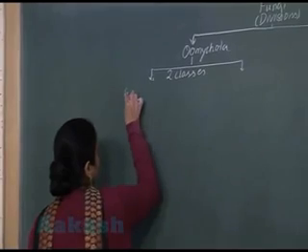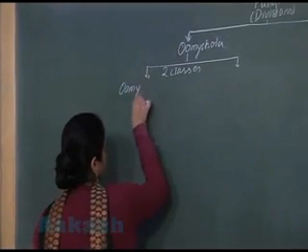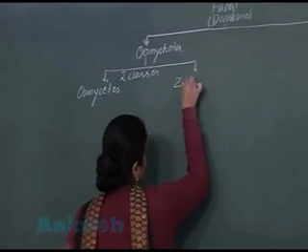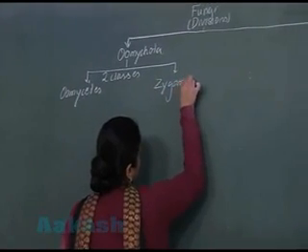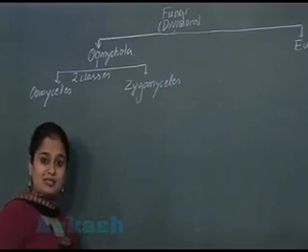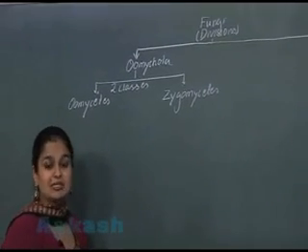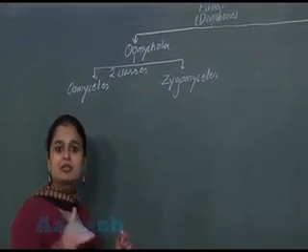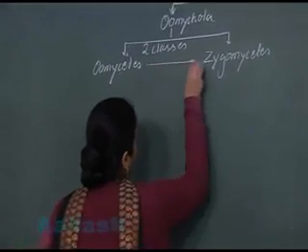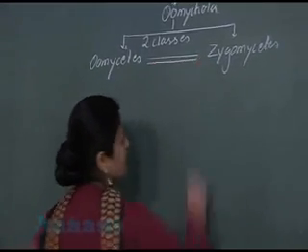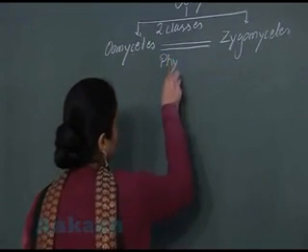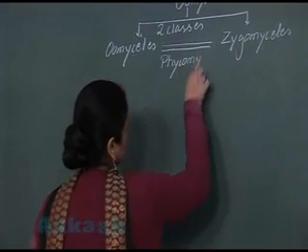One is Oomycetes, another one is Zygomycetes. Oomycetes and Zygomycetes, sometimes they are placed under same group. Yes, sometimes they are placed under same class, that is Phycomycetes.